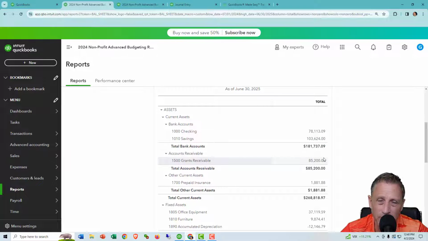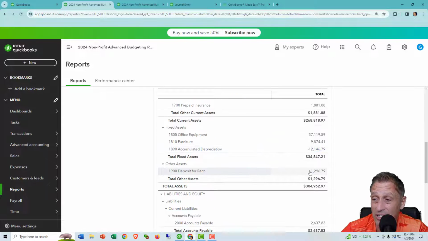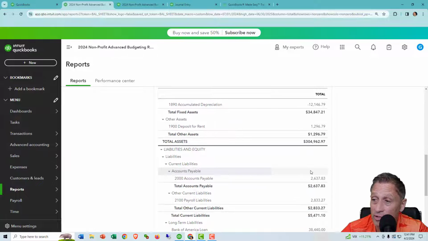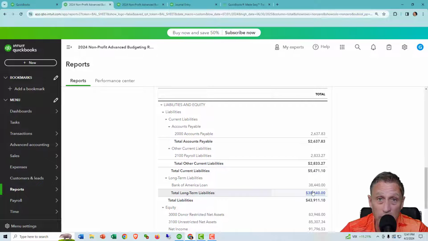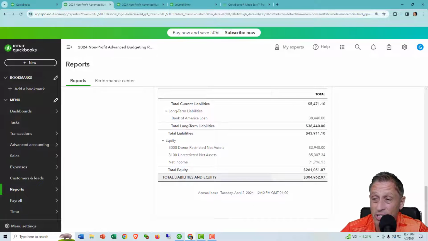They're in receivables. So really the best way to look at this, and this is how a board would look at it, is like, okay, I've got 181,000 in cash. I've got 85,000. I've got a total of 300,000 after you add in the fixed assets and other stuff. I owe 43. So I've got 261 left. 83 of that's earmarked, but the rest of it is money I can spend on whatever I want to. Okay. And that's typically what boards want to know.